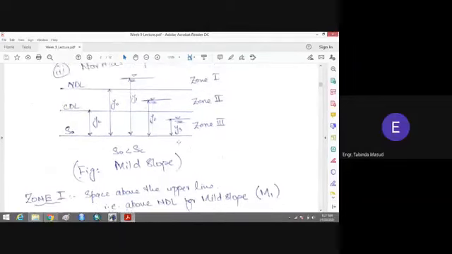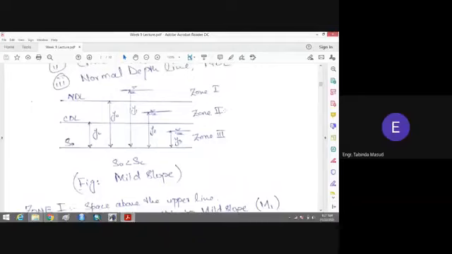It can also be defined as this. How is zone number 1 defined? You can see that the situation of normal depth line and critical depth line is different for different types of slopes. Therefore, zone number 1 is defined as the space above the upper line. This is the upper line, this is the lower line, and this is the slope of the channel bed. So what is zone number 1? Zone number 1 is the space above the upper line. Zone number 2 is the space between the two lines. What are the two lines?